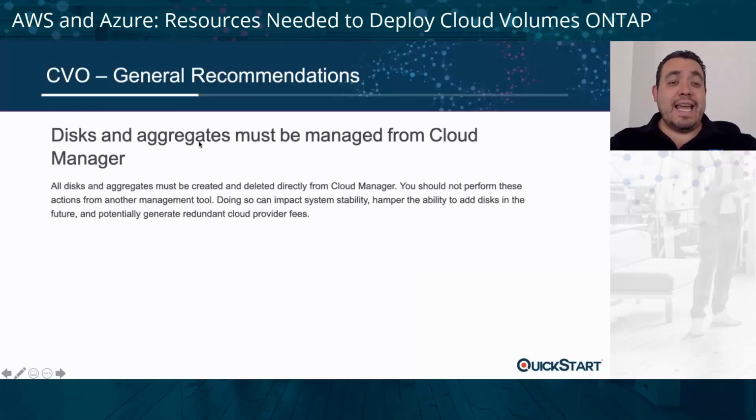So your disks and aggregates must be managed from Cloud Manager. Now, when you create an aggregate, by the way, that aggregate is going to have RAID 0. So guys, you can't forget about RAID 4, DP and TEP. Why do we use RAID 0? Because those drives are provided by your cloud provider, right?